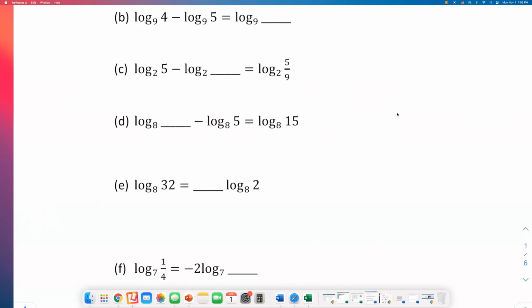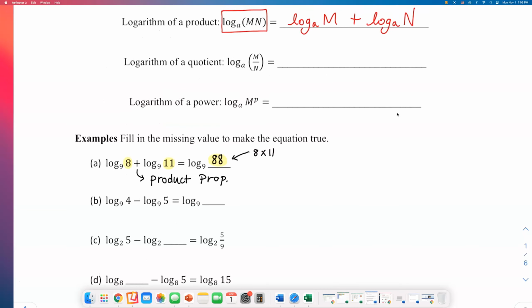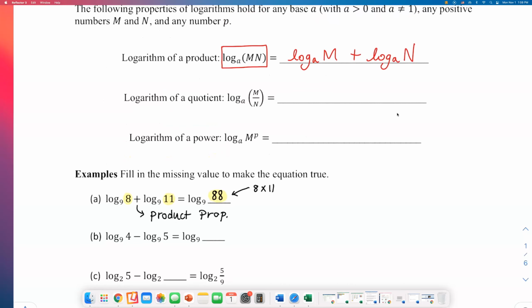Wonder if there's another one on this. No. So that was just one example of a log of a product. When you have two separate logs of the same base that are adding together, we can combine them. We condense it as a single log. For the argument, you just multiply those arguments, 8 and 11, and then we got 88.